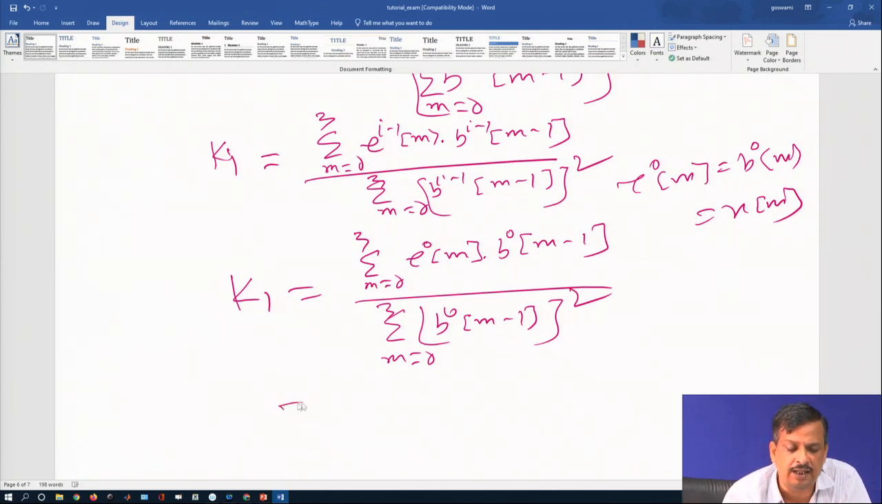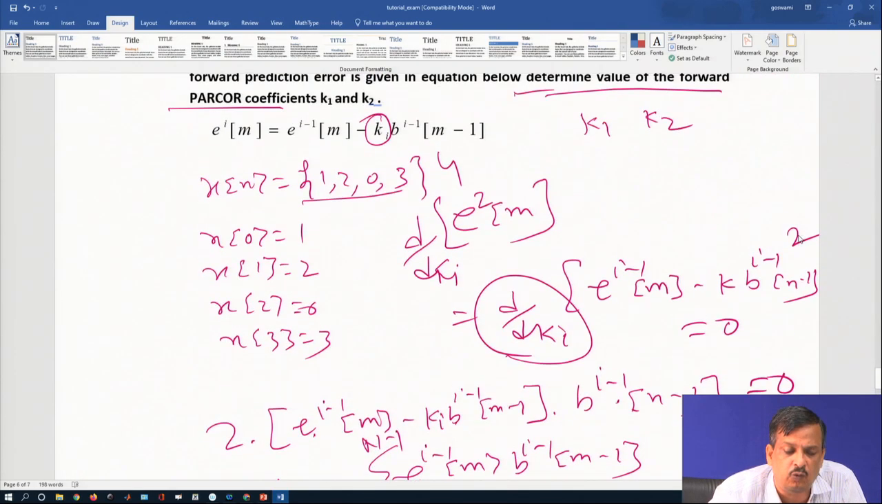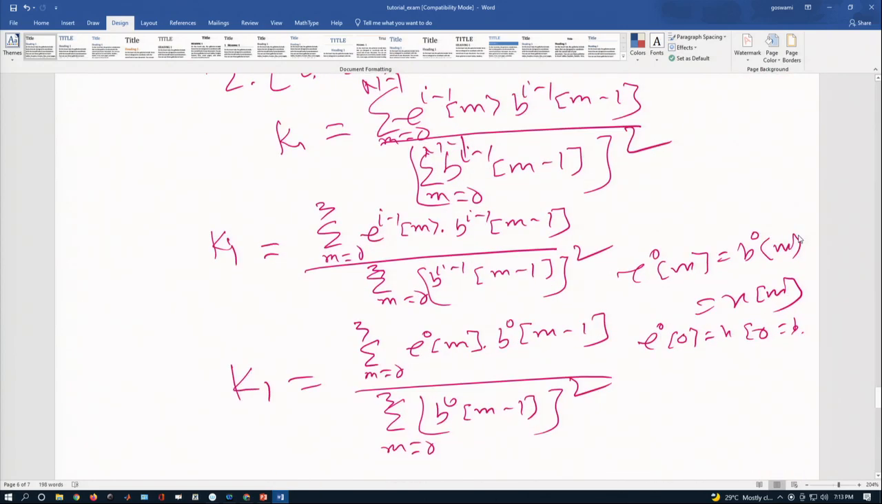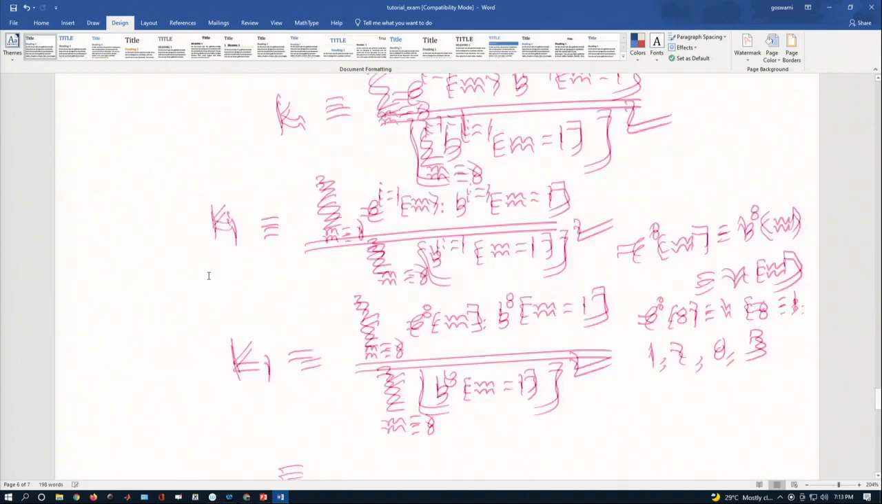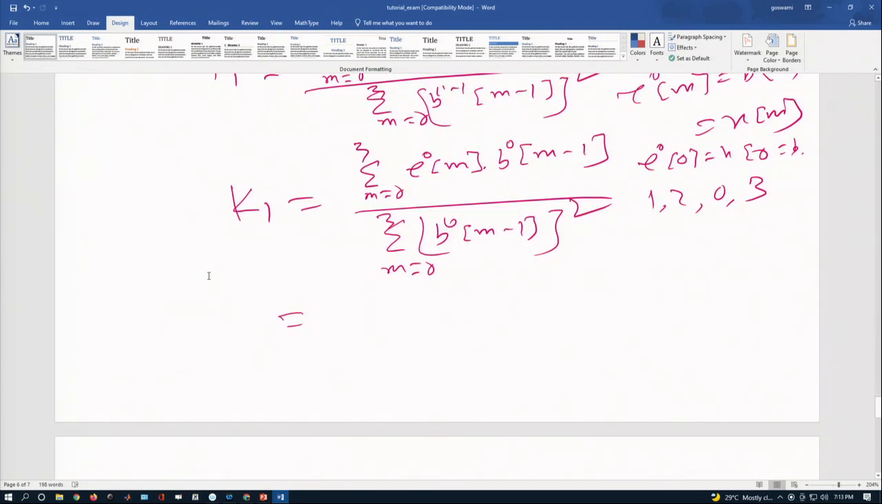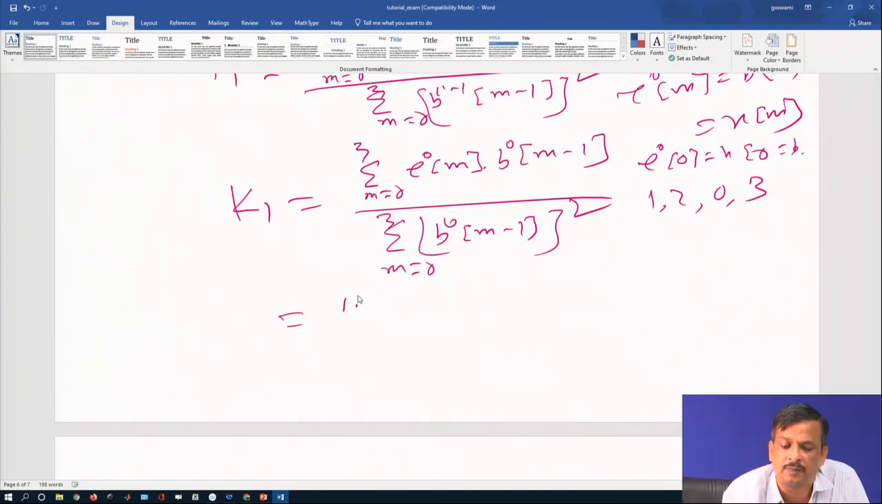So, I can say that E0 0 is nothing but x0 or equal to B0 0. So if my x is 1, 2, 0, 3, so x is 1, 2, 0, 3. So I can say E0 0 is nothing but 1 multiplied by B0 minus 1, minus 1 means 0, plus E1 2 multiplied by the m equal to 1.